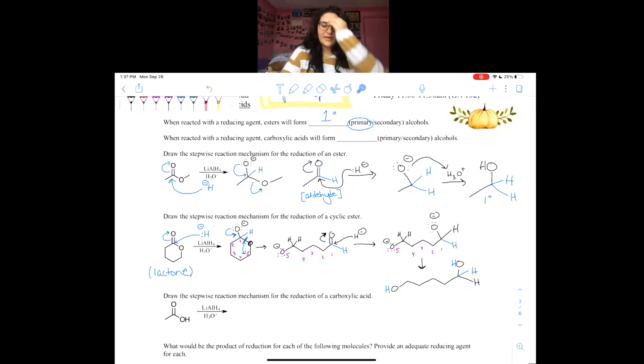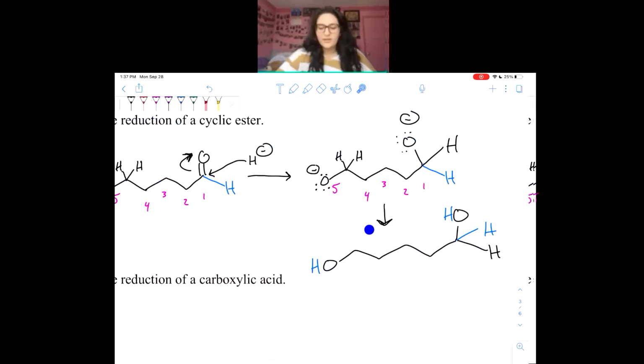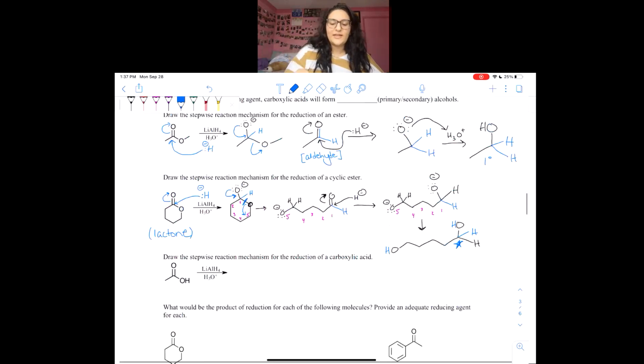But what I want you guys to take note of is that we could have gotten either a secondary or a tertiary alcohol here, depending on our substituents. So the alcohol that we care about is this one right here. And the reason for that is it's the one that was formed from this oxygen, not this one.